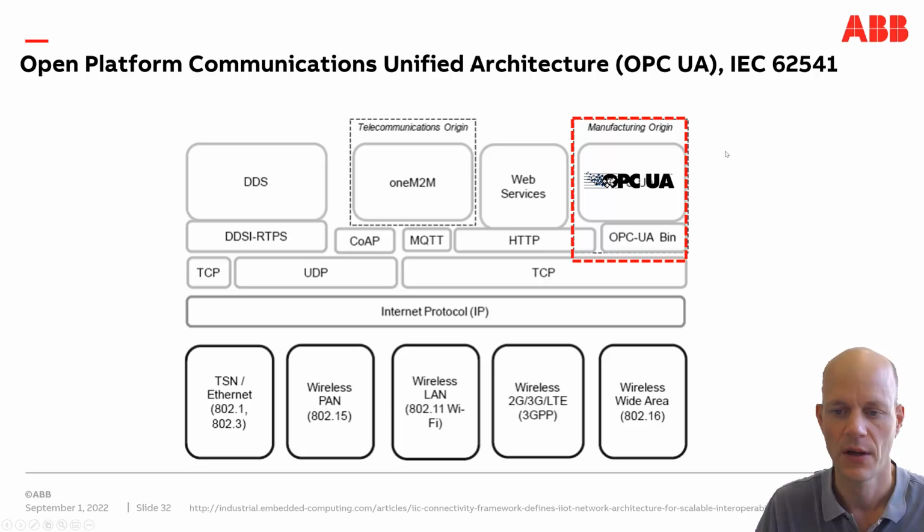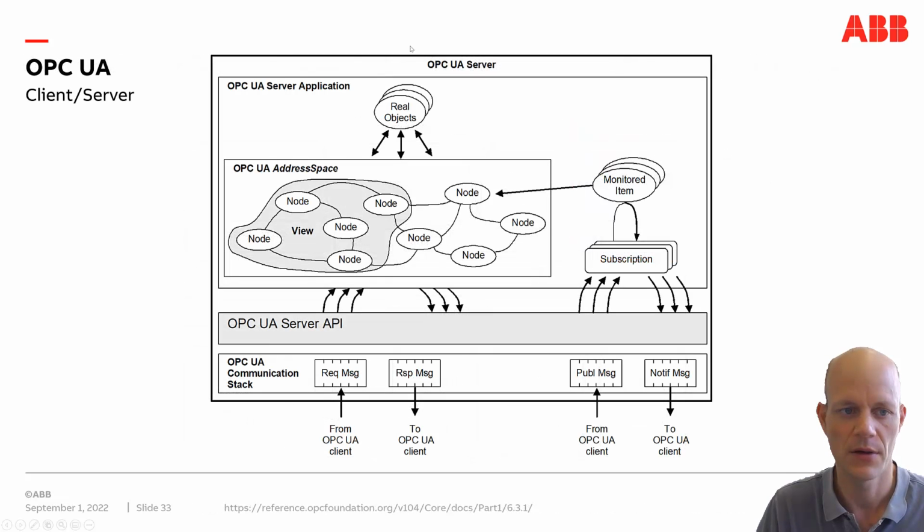and that's why we utilize that. So it's a client-server protocol, and here we see a server in this black frame. The content of the server is an address space. The address space contains nodes which can be interconnected, and each node represents a static or dynamic value about some device in the plant, for example.